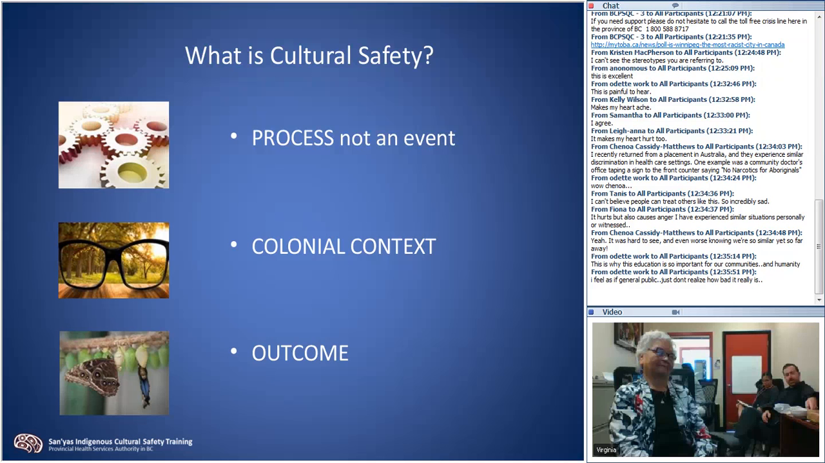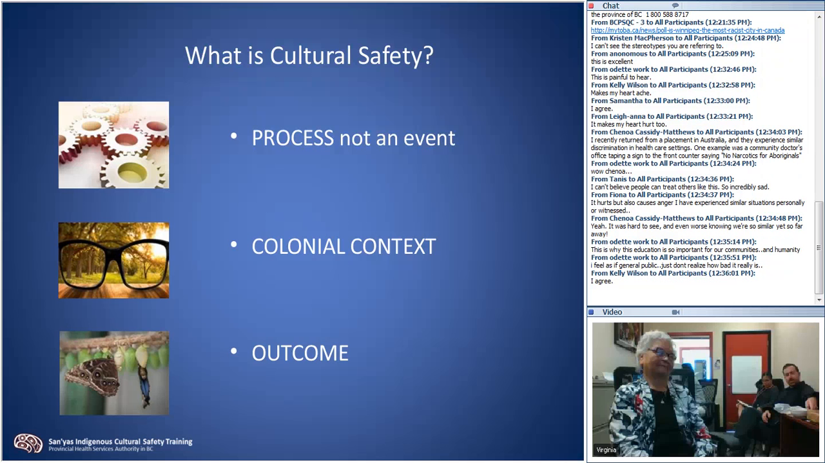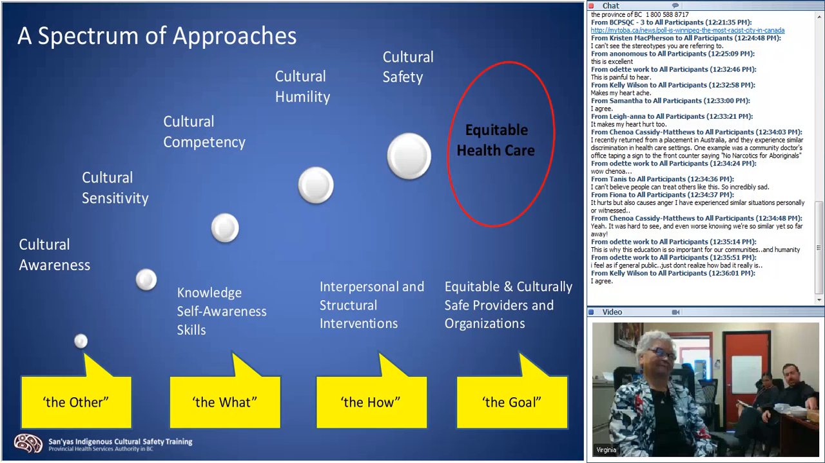Cultural safety is focused on the colonial context. This is accomplished by paying attention to the historical, socioeconomic, political influences on Indigenous people, and by addressing the structural inequities. Cultural safety is also an outcome. It is tied to improving the experience Indigenous people have within the system. It's achieved when Indigenous people receive equitable care and timely access to services, and feel both safe as clients and as employees in the system.